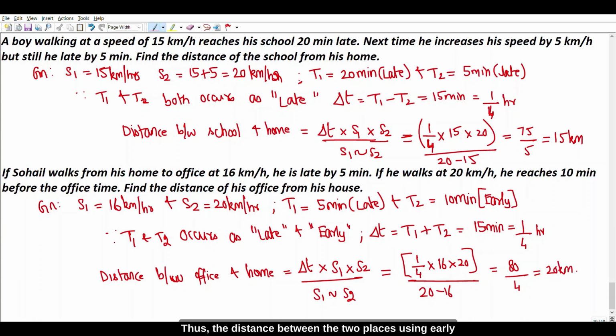Thus, the distance between the two places using early or late concept is one of the most important subtopics related to time, speed and distance. Hope everyone would have understood. Now we will see another concept which is also an extension of the concept which we dealt right now.